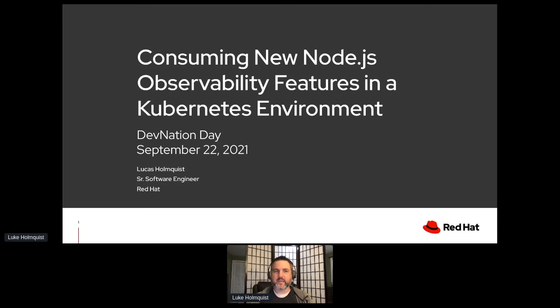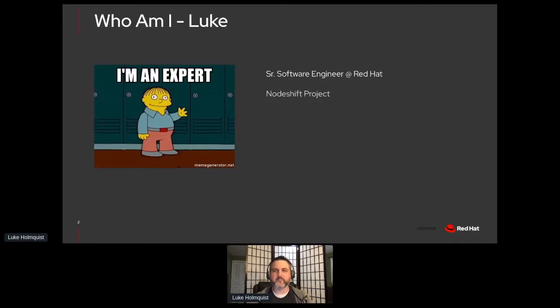But before we get into the talk, let's do a brief intro of who I am here. Like Ryan said, my name is Luke Holmquist, or Lukas, it's either or. I work at Red Hat. I'm a senior software engineer there, and my main focus is on the NodeShift project. This project aims to help developers who are creating Node applications and want to deploy them on OpenShift and Kubernetes in an easy way.